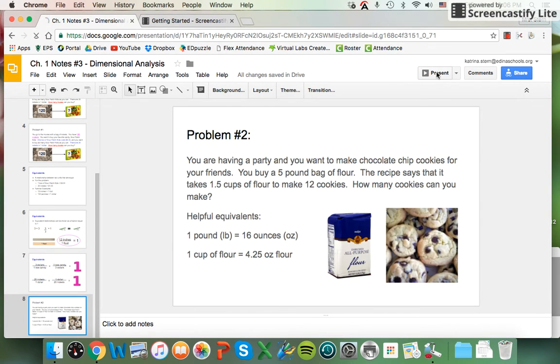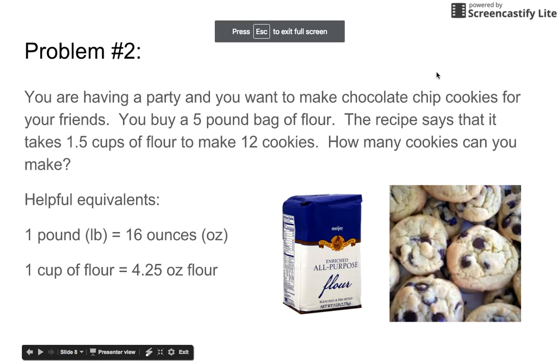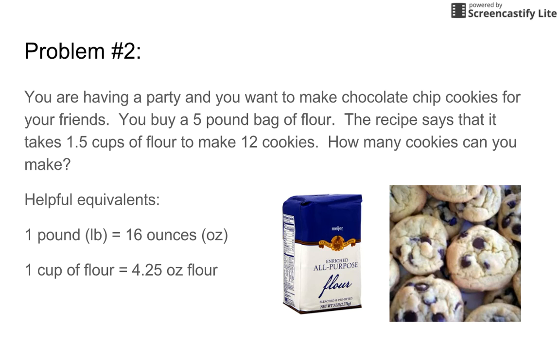All right, so practice problem number 2. You're having a party. You want to make some chocolate chip cookies for your friends. And so you buy a 5-pound bag of flour, and you know that it takes 1.5 cups of flour to make 12 cookies. So how many cookies can you make? And there are some helpful equivalent relationships here that we're going to use for our problem.